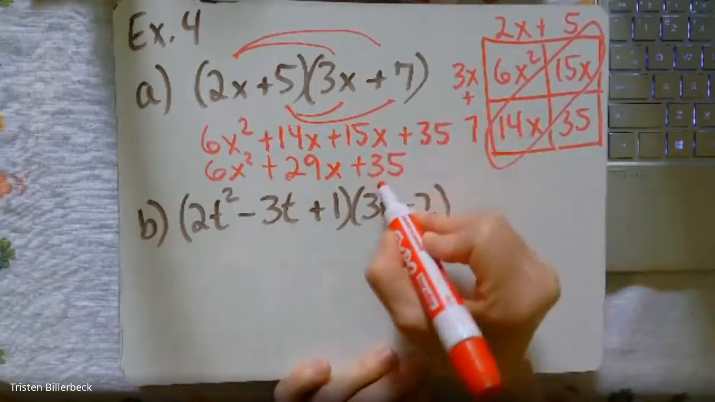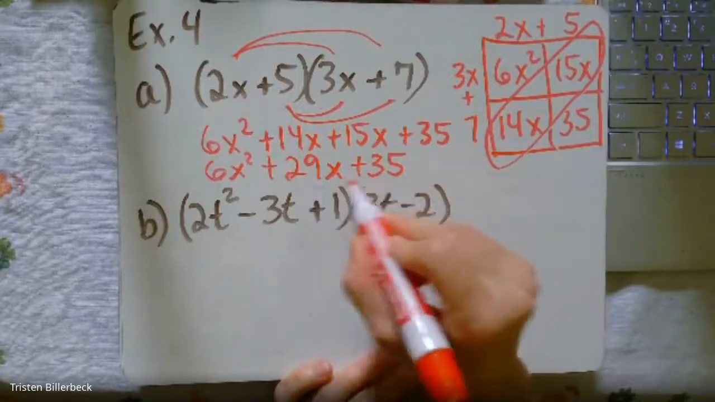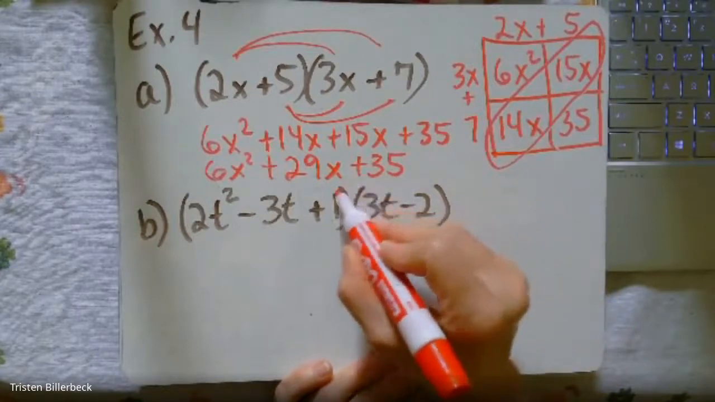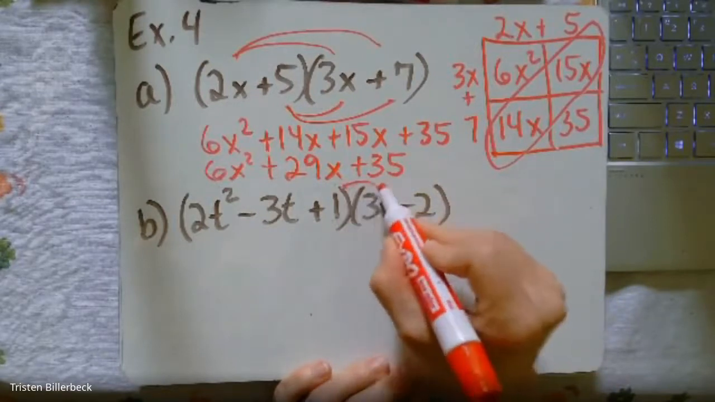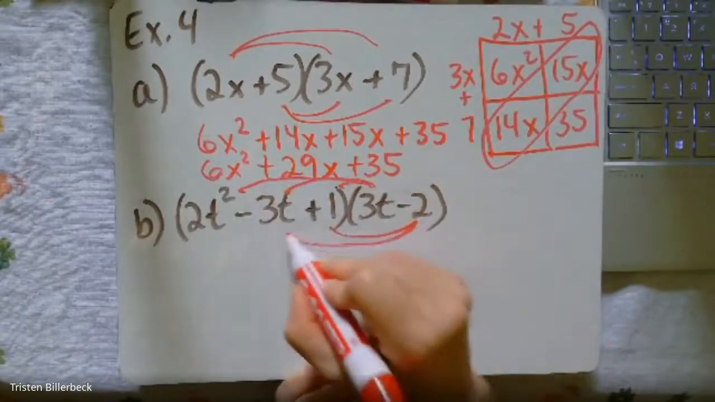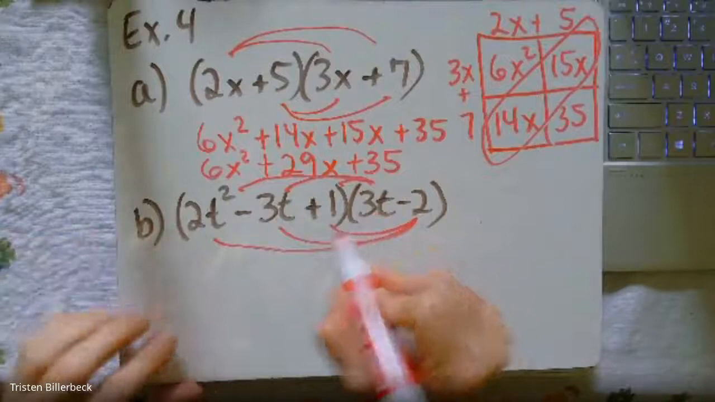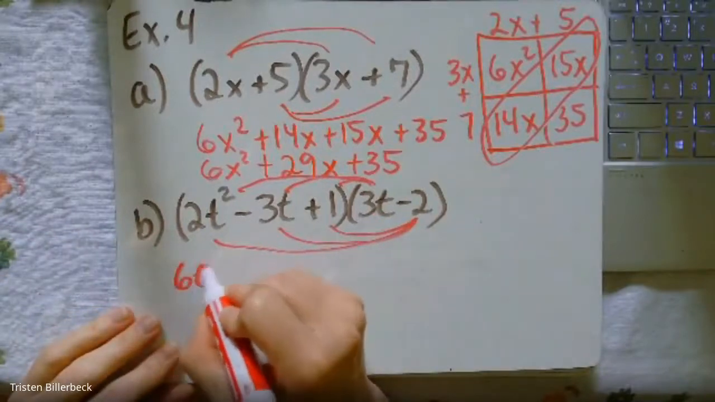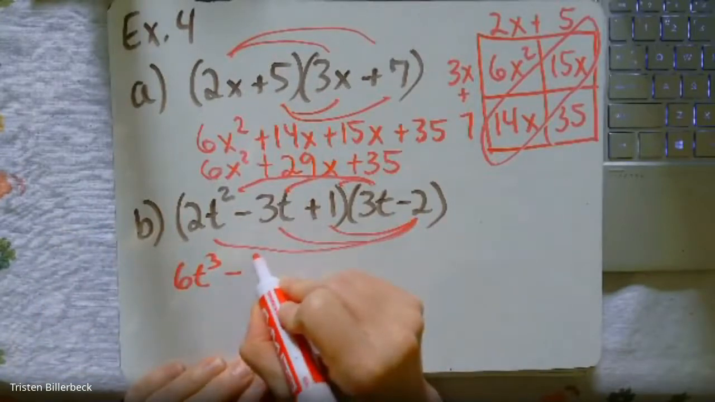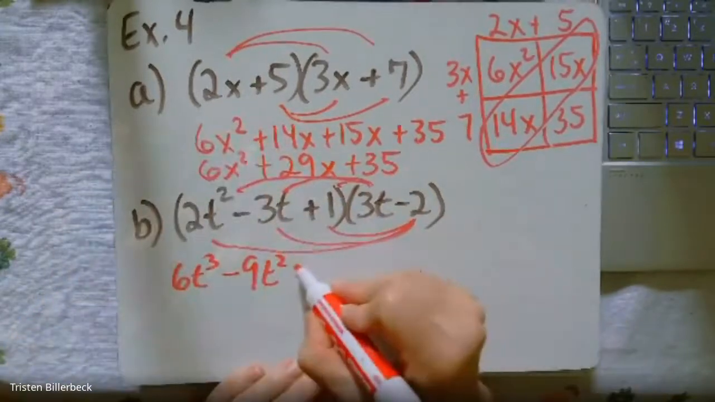Okay, so this one we're going to have to do a FOIL. But we have to distribute them both. So first we FOIL to each one of these like this, and then we FOIL to each one of these like that. Okay, so I have 3t times 2t squared is 6t cubed. 3t times negative 3t is negative 9t squared. And 3t times 1 is 3t.